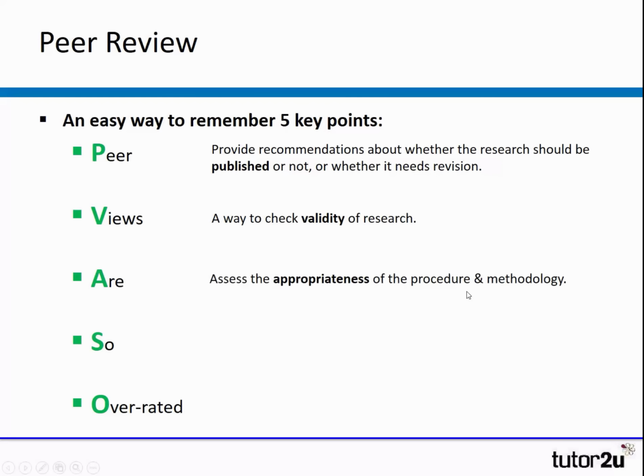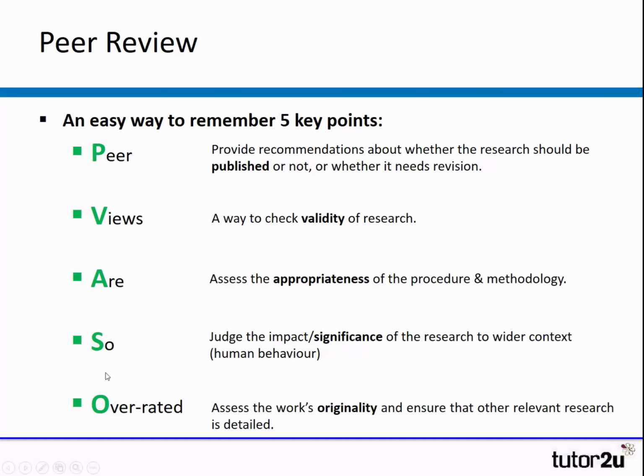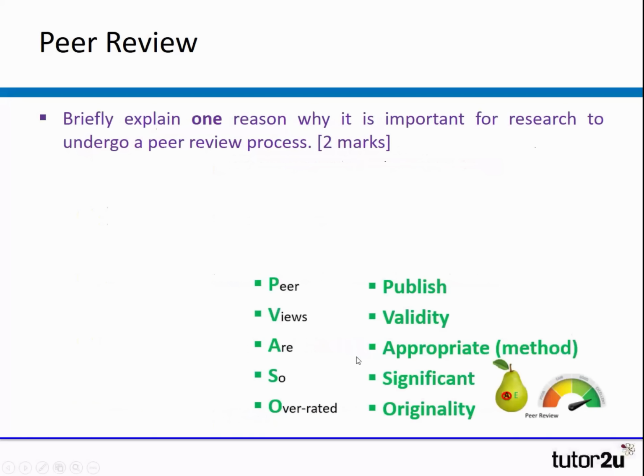So just to recap on those key points, if you remember this phrase, "peer reviews are so overrated", we've got those 5 key elements. So is the article going to get published or not? Can we check the validity through peer review? So is it valid or not? We can use it to assess the appropriateness of the procedure and methodology. We can look at if it's significant and is it actually going to add to our understanding of human behaviour. And we're going to check the work's originality. So we've got those 5 key points to remember.